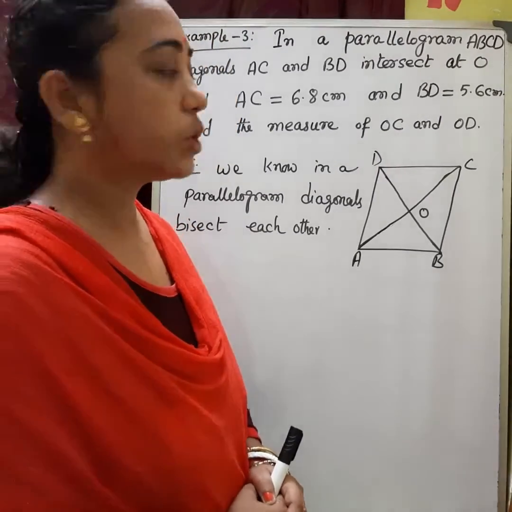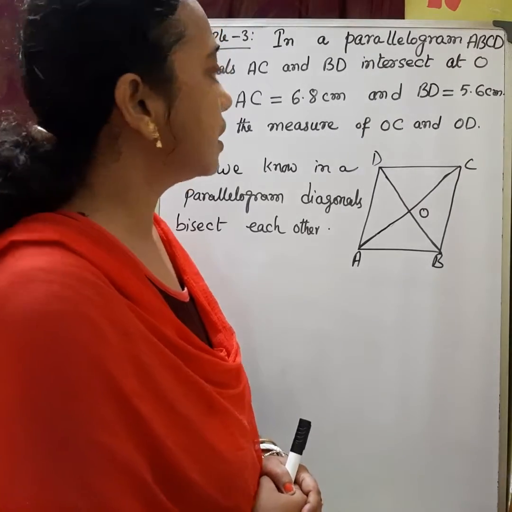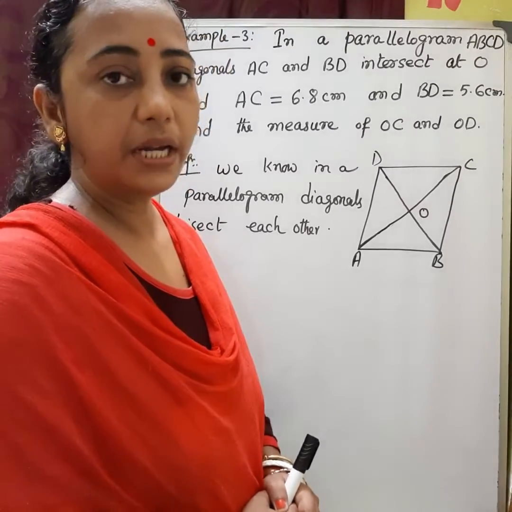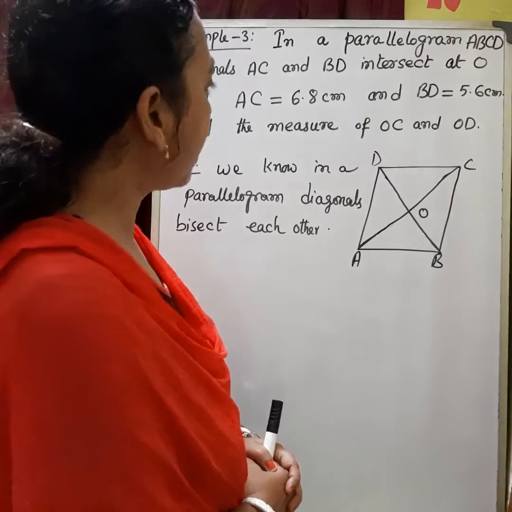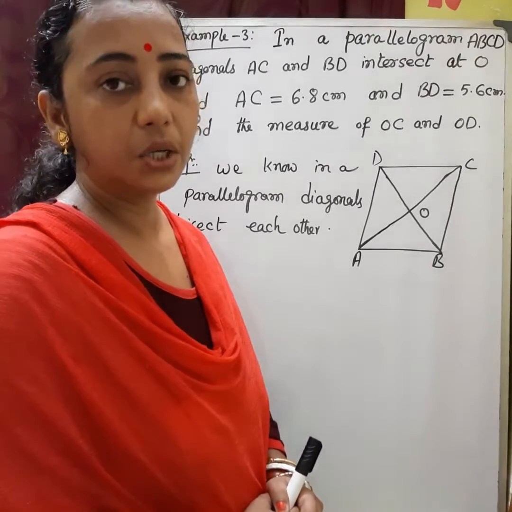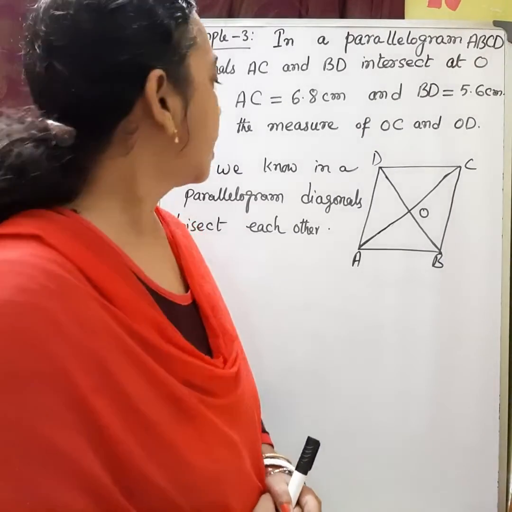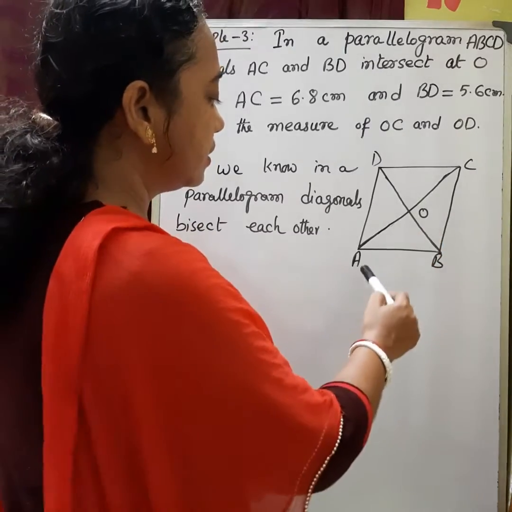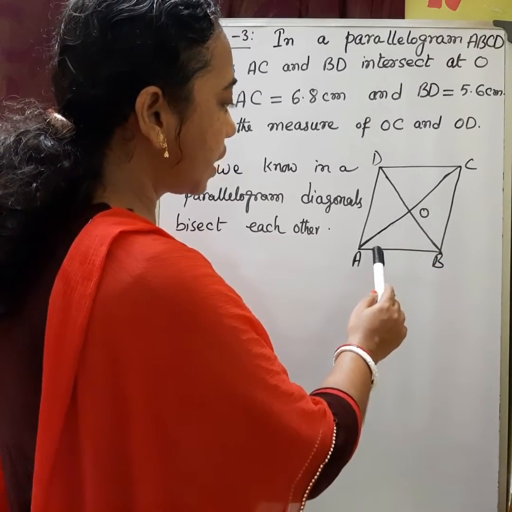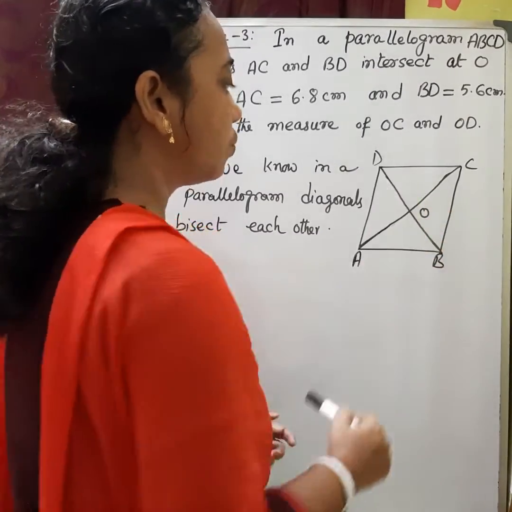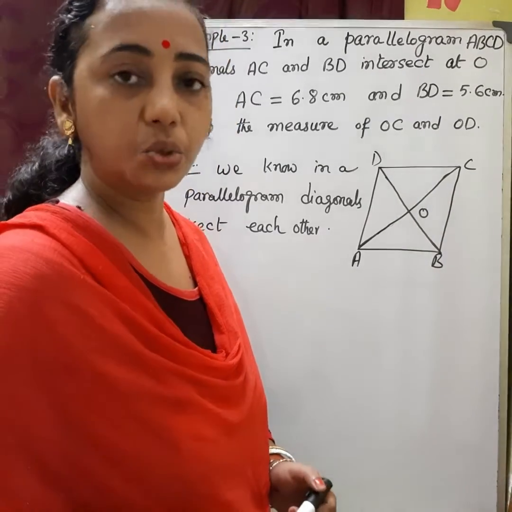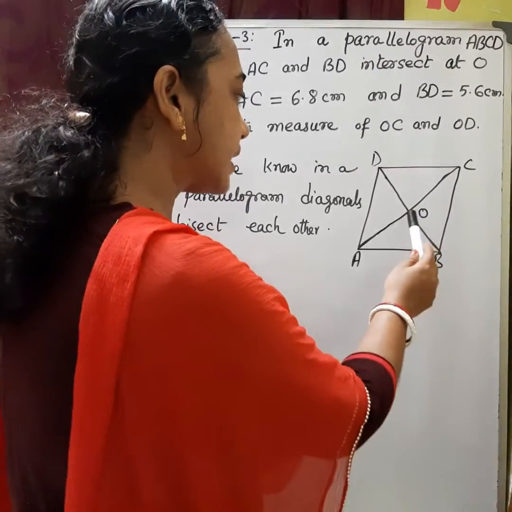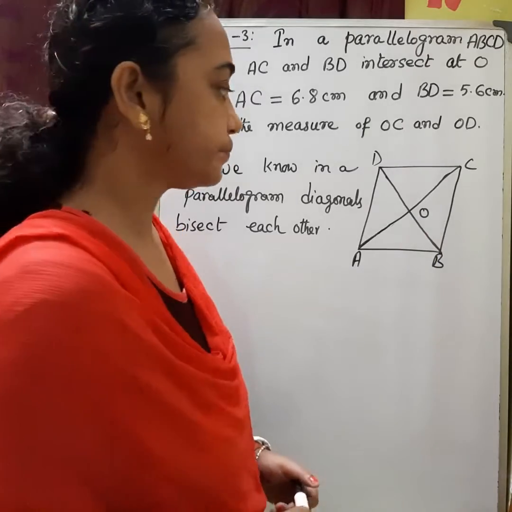and AC is equal to 6.8 centimeter and BD is equal to 5.6 centimeter. Then find the measure of OC and OD. Now look at this figure. This figure shows a parallelogram ABCD where AC and BD are the two diagonals which are intersecting at point O.